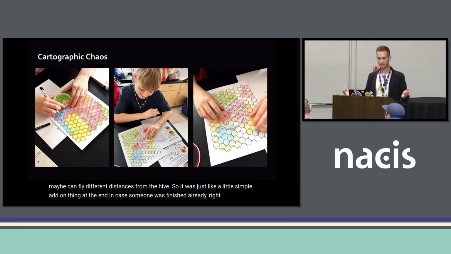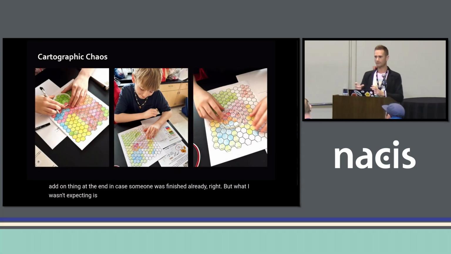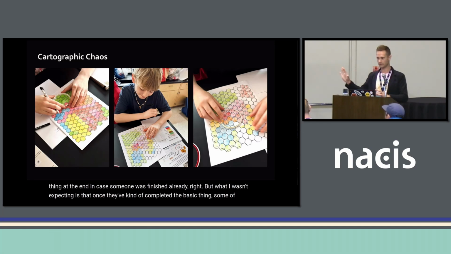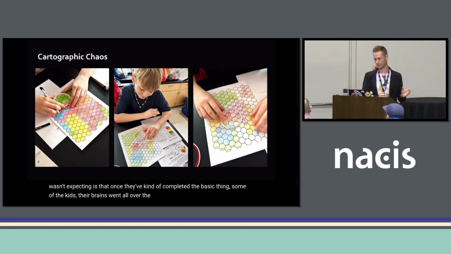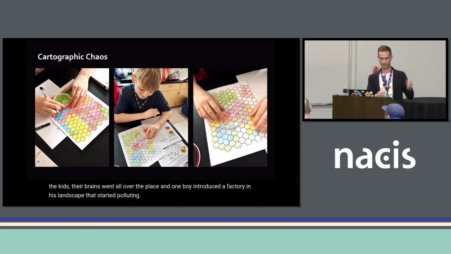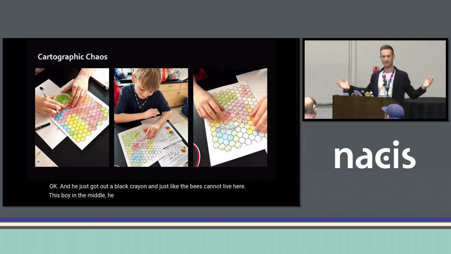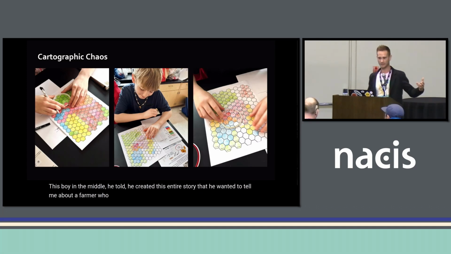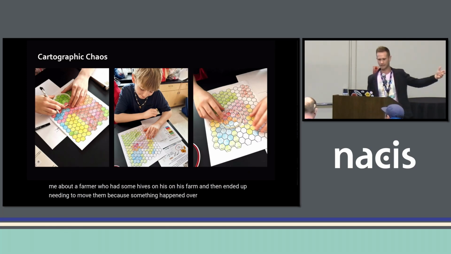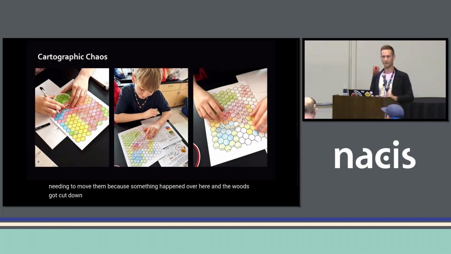But what I wasn't expecting is that once they'd kind of completed the basic thing, some of the kids, their brains went all over the place, and one boy introduced a factory in his landscape that started polluting, okay? And he just got out like a black crayon and just was like, the bees cannot live here. This boy in the middle, he created this entire story that he wanted to tell me about a farmer who had some hives on his farm and then ended up needing to move them because something happened over here and the woods got cut down. Anyway, it was incredible.